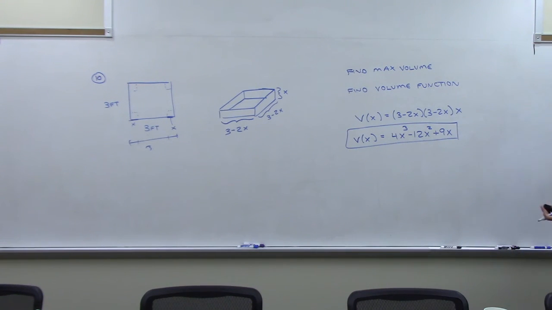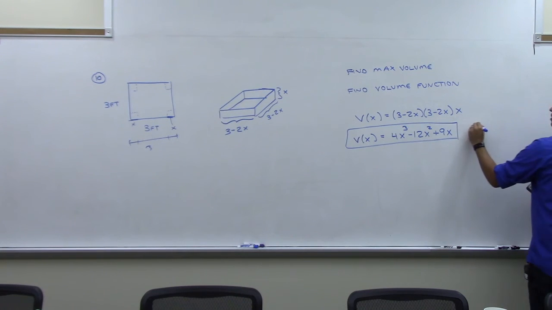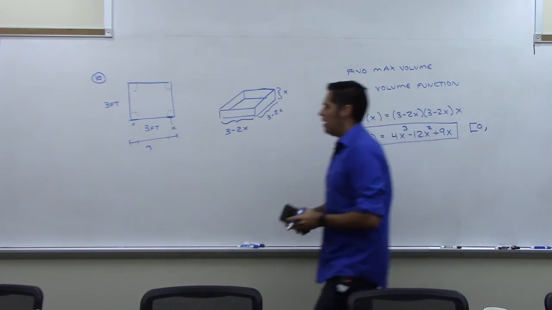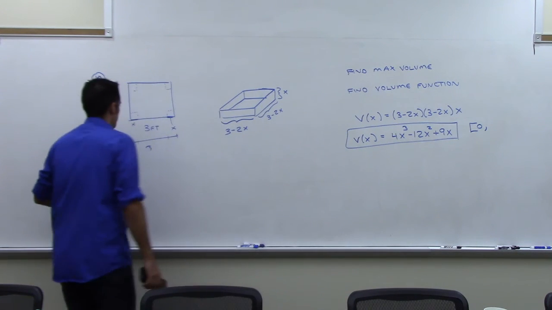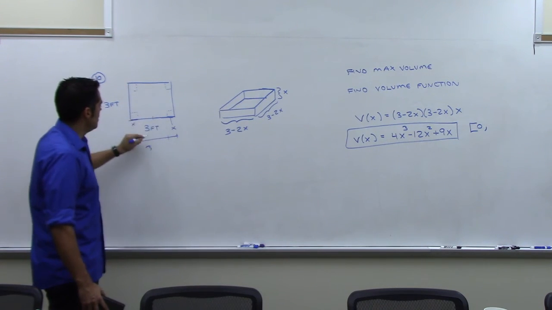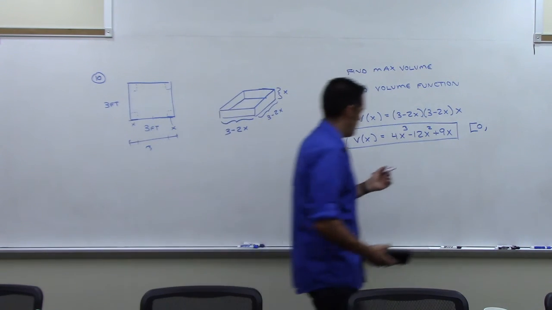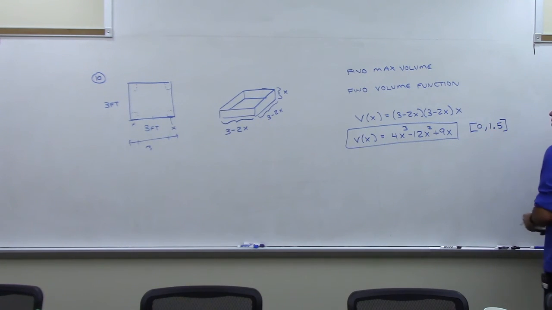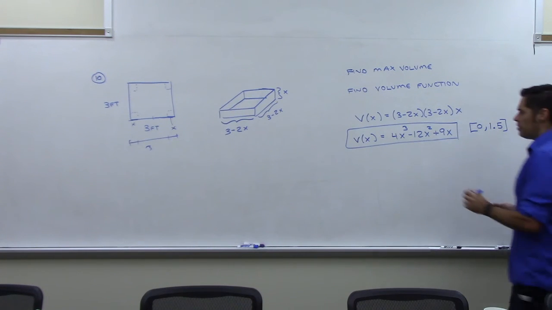Now we need to look at some restrictions on x. Obviously the smallest x could be would be 0. And then the biggest x could be is if you went all the way, not across, but halfway, because you have to be able to come from both sides. So 1.5 feet. And this is a continuous function on a closed interval, so I'm going to take the derivative of this.